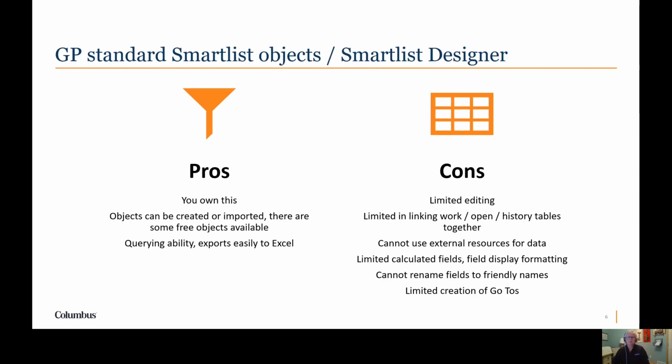So the next one I want to talk about is the Smartlist objects. And with GP standard, it comes with the Smartlist Designer product and the built-in Smartlist querying features. So this is free to you, of course, as part of your GP. You own it. And there are some objects already in there. Not a lot of objects come with the system, but you can import some others. There's some templates available.